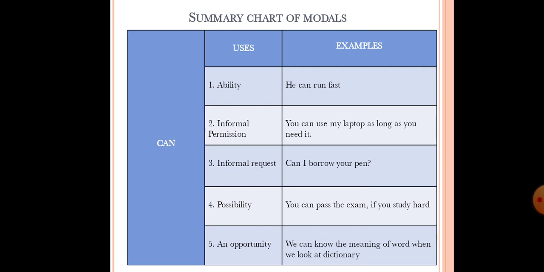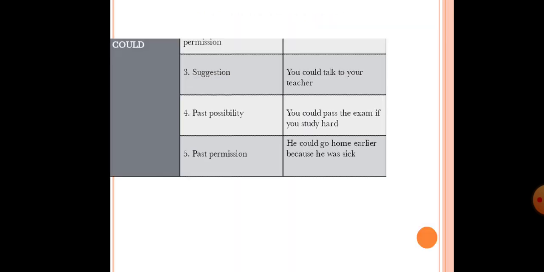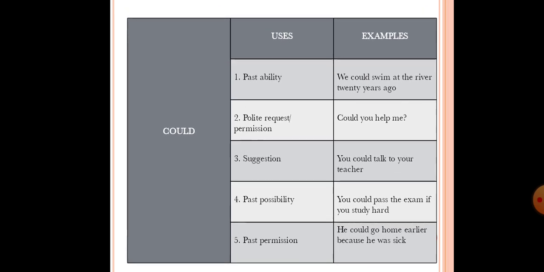Informal permission. Example: you can use my laptop as long as you need it. You can use my laptop as long as you need it. Informal request: can I borrow your pen? And possibility: you can pass the exam if you study hard. And opportunity, sebuah kesempatan: we can know the meaning of a word when we look at a dictionary. And then could, past ability.